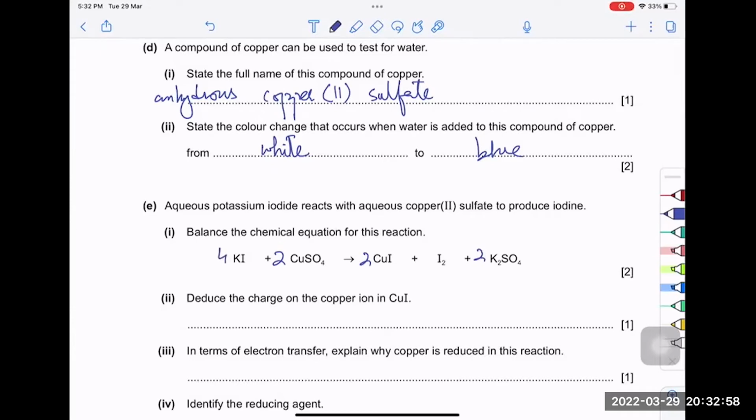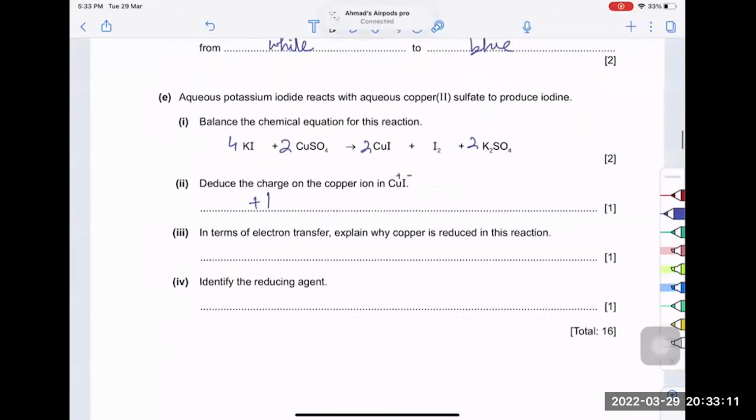There's no fixed order. Reduce the charge on copper ion in CuI. Now I know that iodide is -1, it's group 7. So copper will be +1 to balance this out. So charge is +1. Don't say 1, say +1. That's the answer.